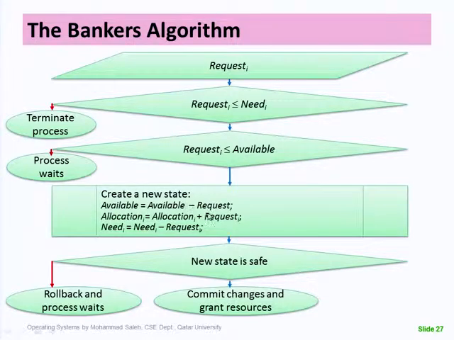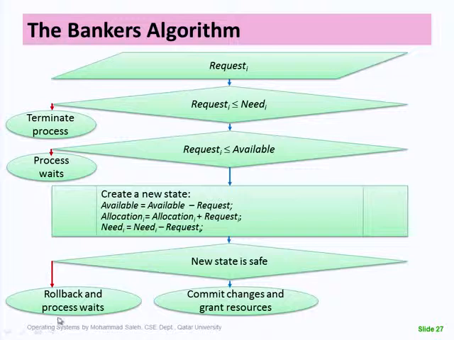If yes, we formulate a new state. To formulate a new state, you deduct the request from available. We deduct it also from needed, and we add it to the allocation of that particular process. Now, this is a state that we need to check whether it's safe or not by finding an execution sequence. If you manage to find an execution sequence, then it is a new state, it is committed, and the process is granted the resources.